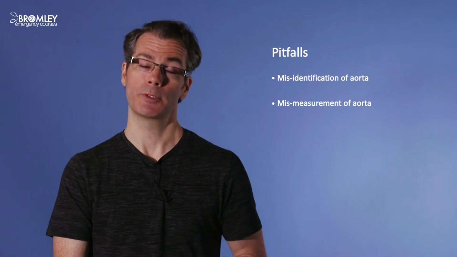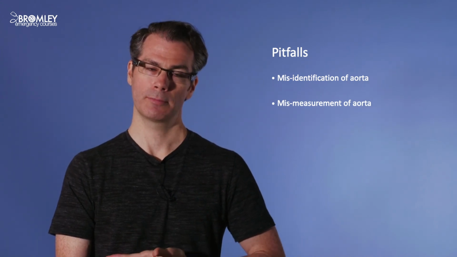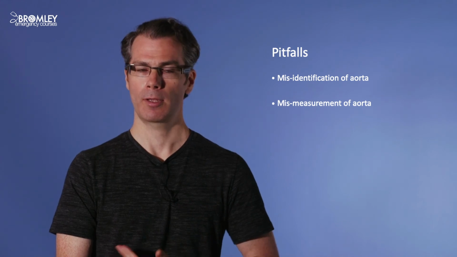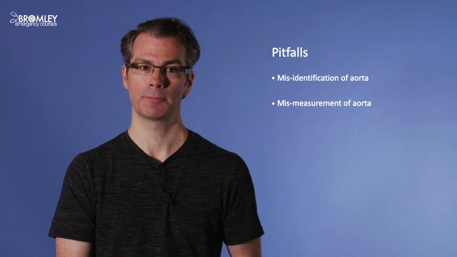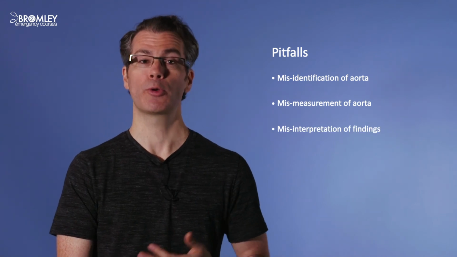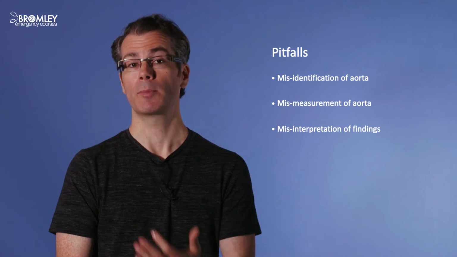So what are the pitfalls in AAA scanning? As we said, misidentification of the aorta. So as we said, make sure you start with sufficient depth and discriminate the aorta from the IVC. Mismeasurement of the aorta. So as we said, make sure your beam is perpendicular to the vessel and in the middle of the vessel, and include any hematoma in your measurement. And finally, misinterpretation of your findings. So just because you've seen a AAA, this doesn't mean that it's ruptured.